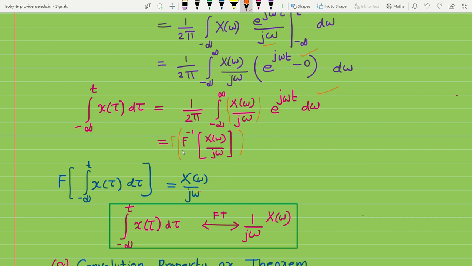The Fourier transform and inverse Fourier transform get cancelled, so what remains is X of omega by j omega. So finally, we get the Fourier transform of integral x of tau d tau is X of omega by j omega, that is 1 by j omega X of j omega. So this is the integration in time domain property.